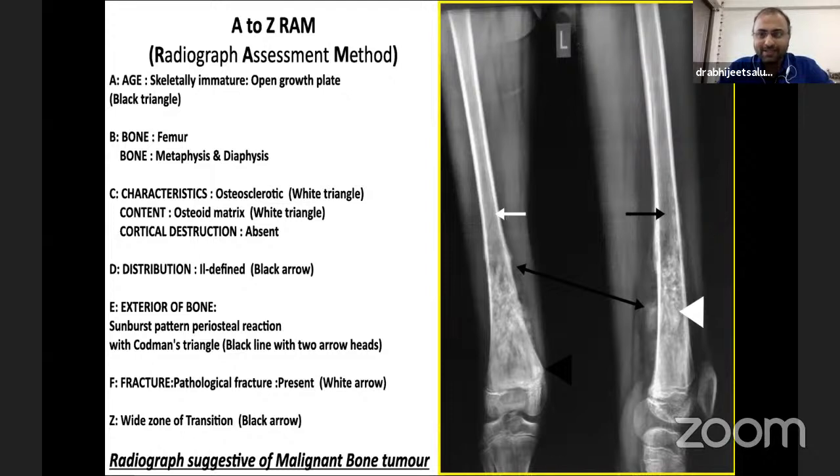So what is Codman's triangle? That will be described in the next lecture, the next webinar. We will be seeing all these features on X-ray. We'll have at least two to three webinars on X-ray only, followed by CT scan and MRI.